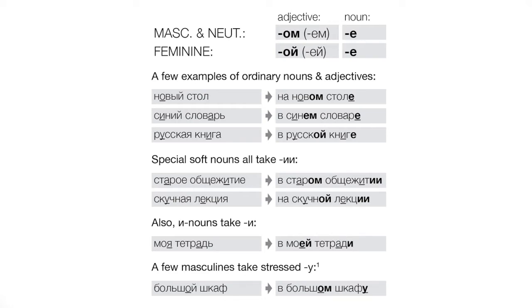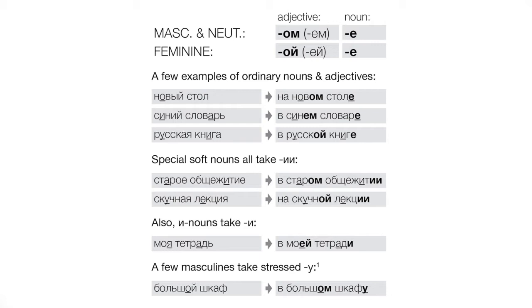Новый стол, we would get на новом столе, that's masculine. Синий словарь, that's a soft masculine. We get в синем словаре. Note that the adjective here is also soft, so we write -ем to preserve that softness. In a Russian book, feminine, в русской книге. Again, the noun is taking -е. Remember that special soft nouns, especially neuters and feminines, which are so common, take that special ending -и here. And remember, that's the main reason we group them separately.